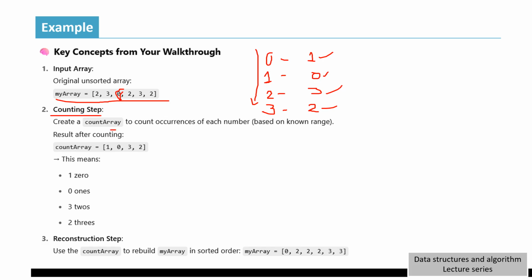So we need to create a count array to count occurrences of each number. So the result after counting is: the count array will be 1, 0, 3 and 2, right?